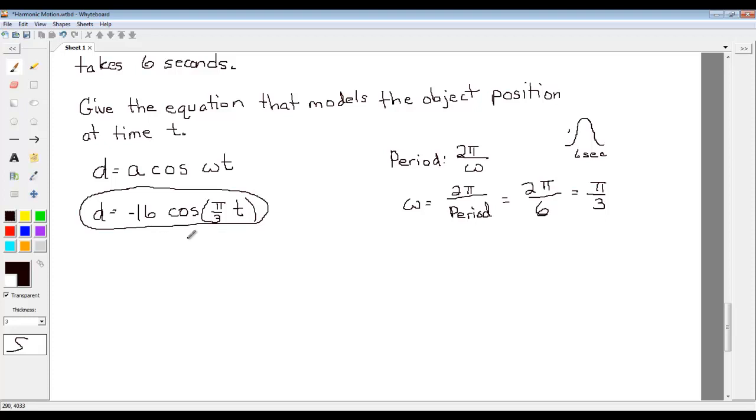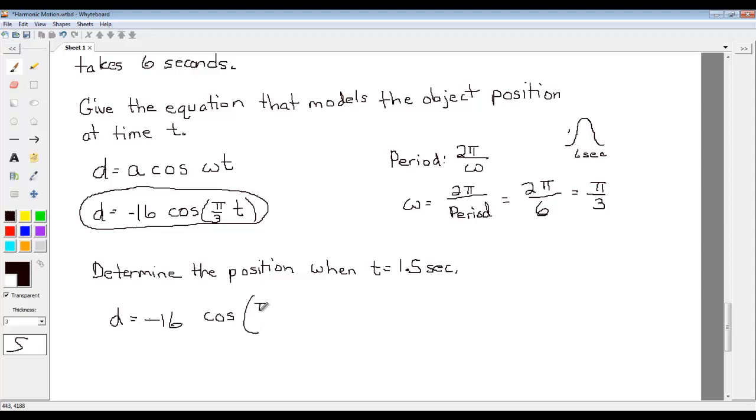Okay. Now next, let's determine the position when time is 1.5 seconds. You can do this for any amount of time. And you remember, time is going forward, so it's going to be some positive value. You can start with 0 and go up. So d is the position, the distance from equilibrium. So we've got negative 16 times the cosine of pi over 3 times 1.5.